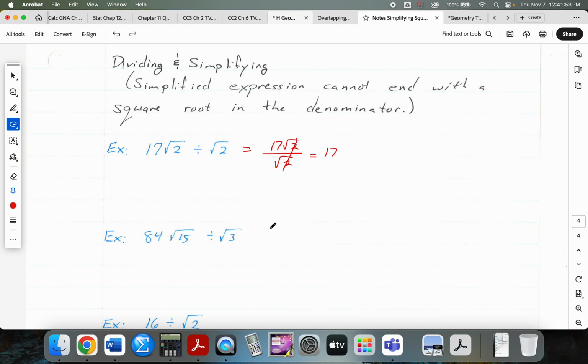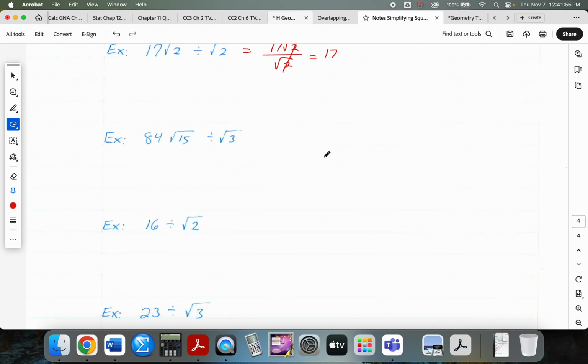So let's try this one. If we've got 84 square roots of 15 divided by the square root of 3, that's 84 square roots of 5, because 3 into 15 goes 5 times. And they're both square roots. I can reduce that way if they're both square roots or if they're both whole numbers, but not if it's one of each.